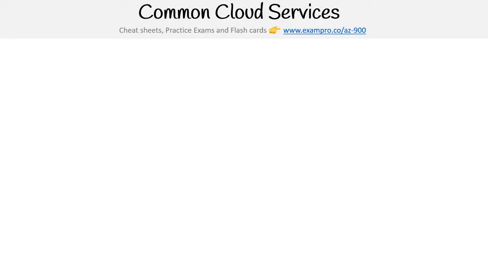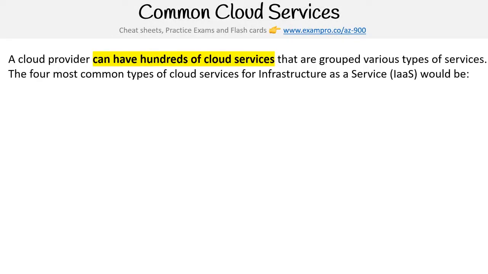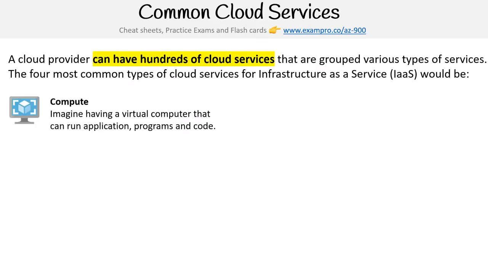Hey, this is Andrew Brown from Exam Pro, and we are looking at common cloud services. A cloud provider can have hundreds of cloud services grouped into various types of services. The four most common types of cloud services for infrastructure as a service, and we'll talk about what that is later on, would be compute. This is where you have a virtual computer that can run applications, programs, and code.